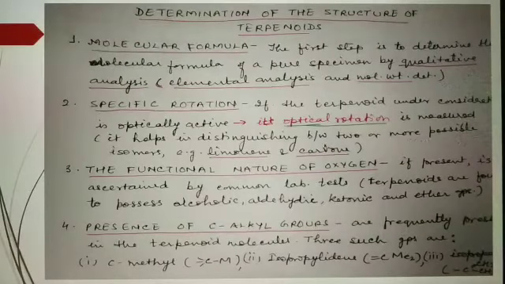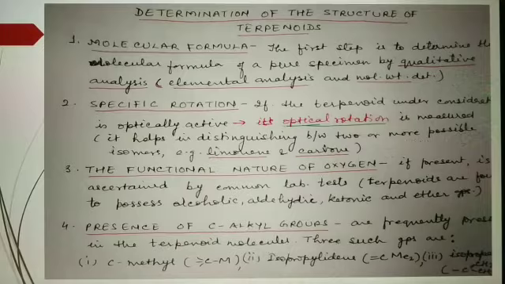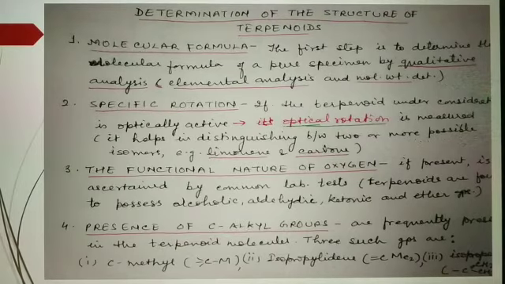The first point in the determination of the structure is to determine the molecular formula of the terpenoid under consideration. We take a pure specimen of the compound, the terpenoid, and we determine its molecular formula by qualitative analysis, that is by elemental analysis and molecular weight determination. First step is done, that is the molecular formula.